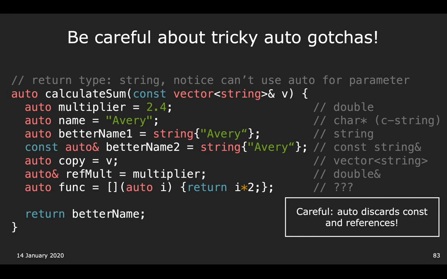All right, we're almost done. We're almost out of time. But you can use auto for the return type. That's really controversial. Notice you can't use auto for the parameters. Okay, and there's a special reason for why you can't use auto in the parameters.